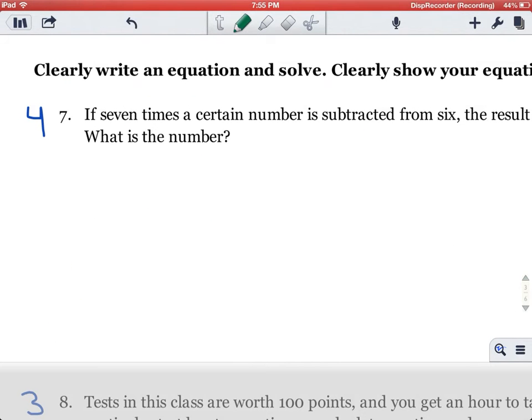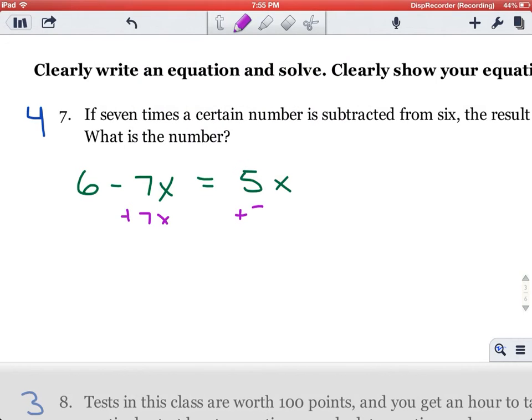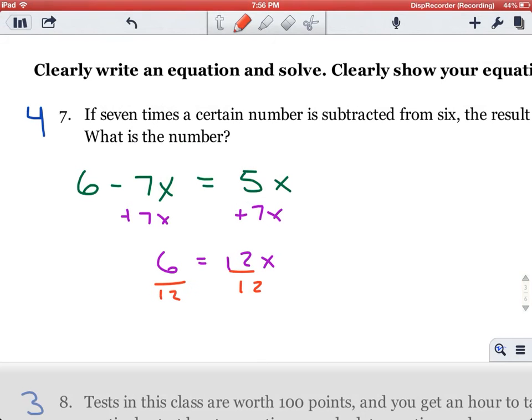Number 7. 7 times a certain number is subtracted from 6. And therefore, x is 1/2.